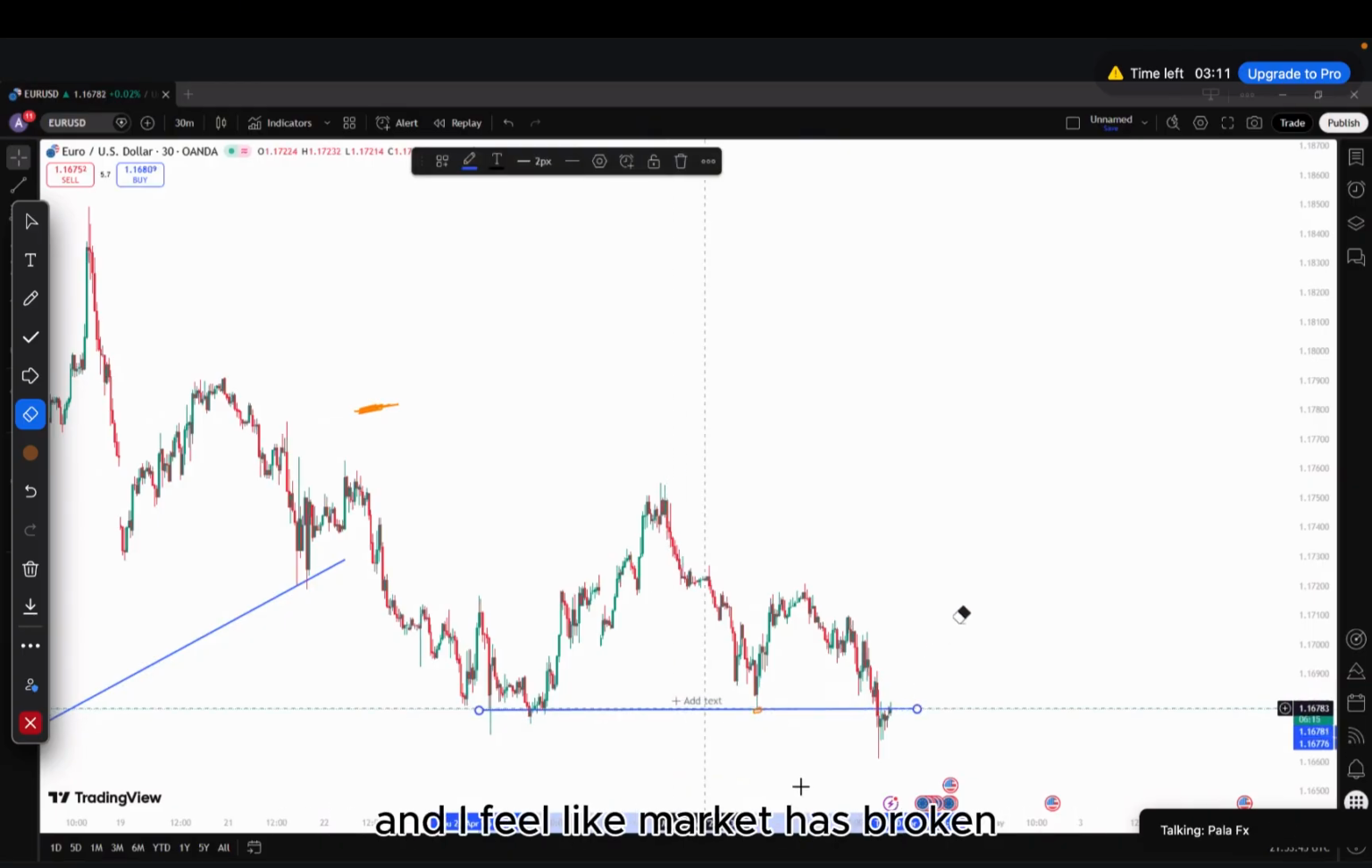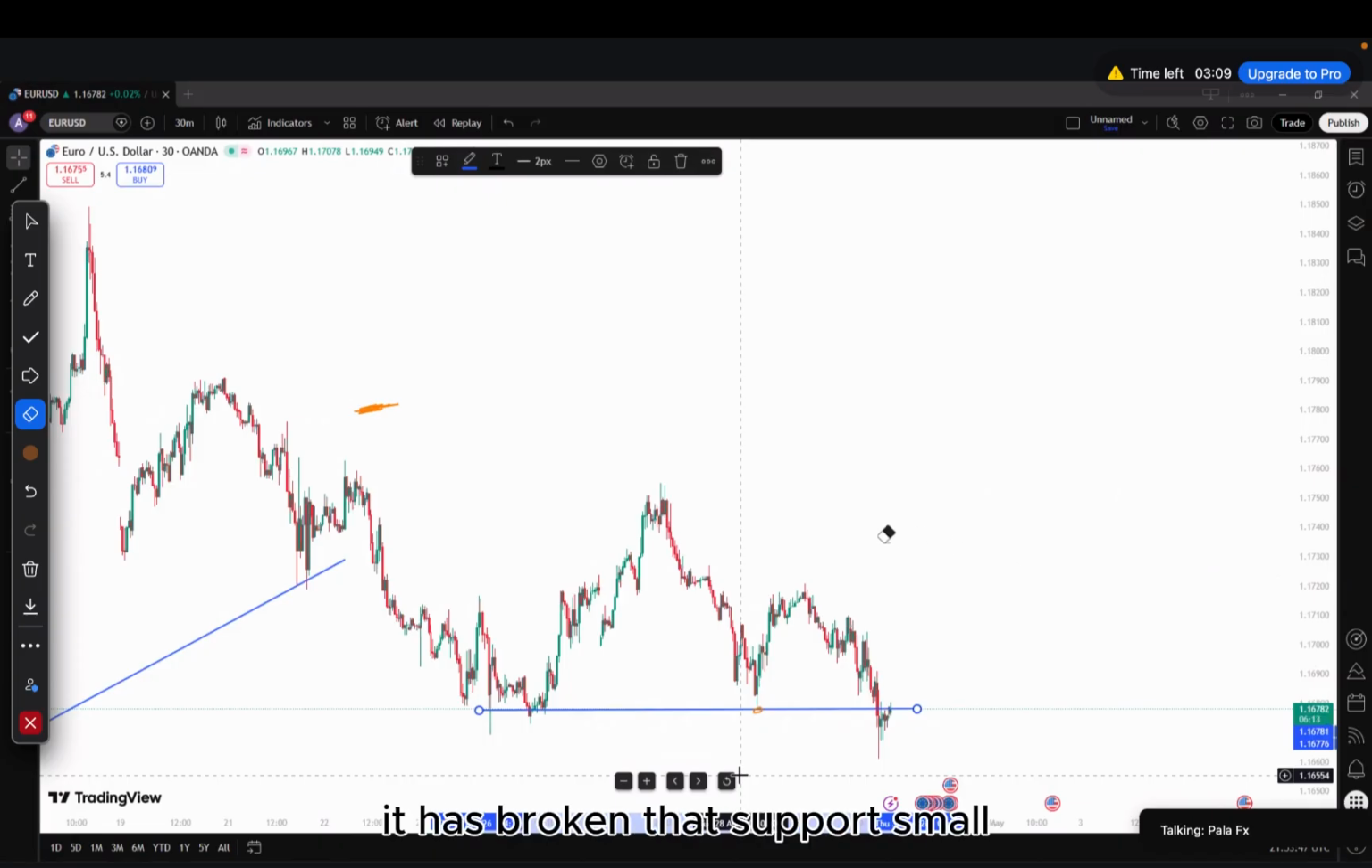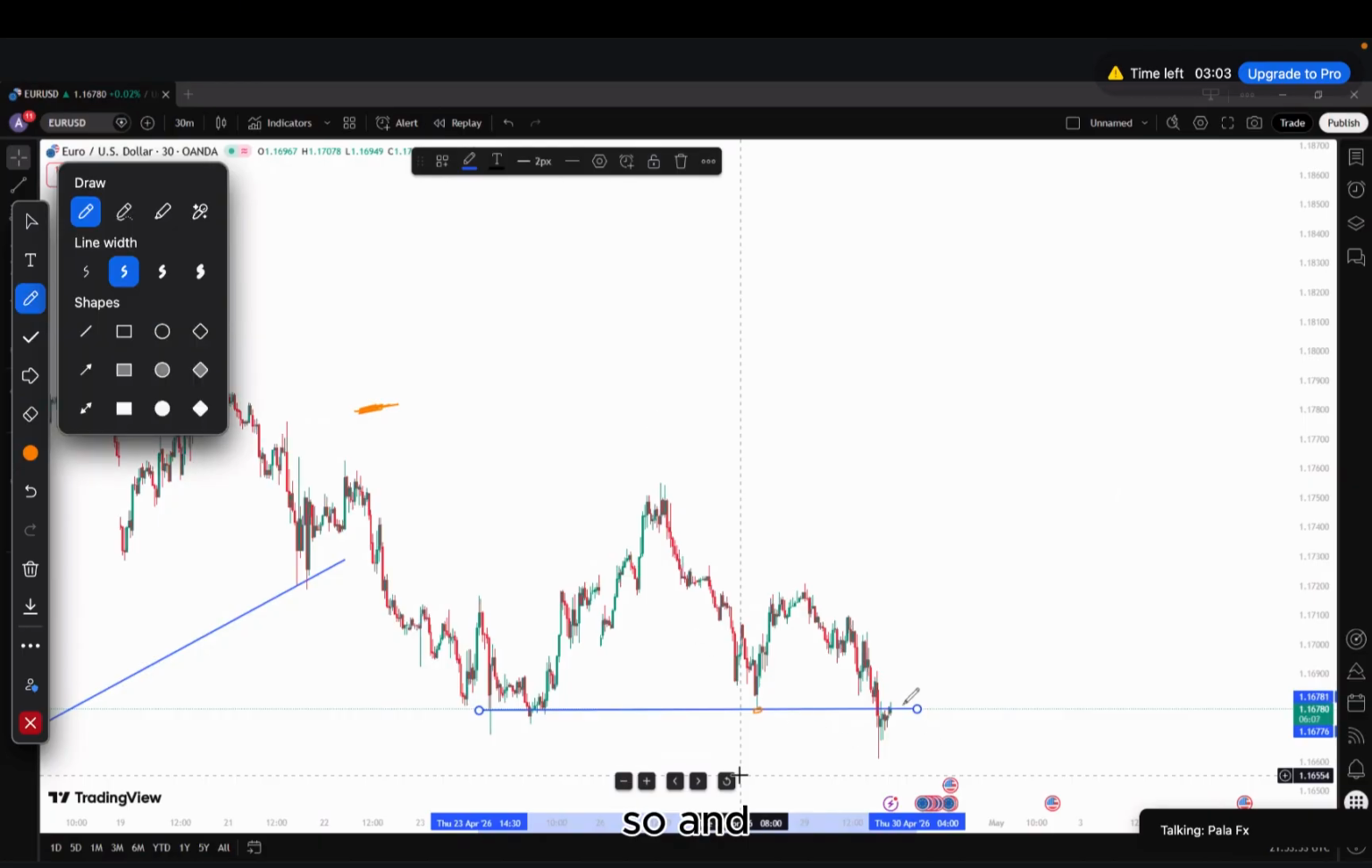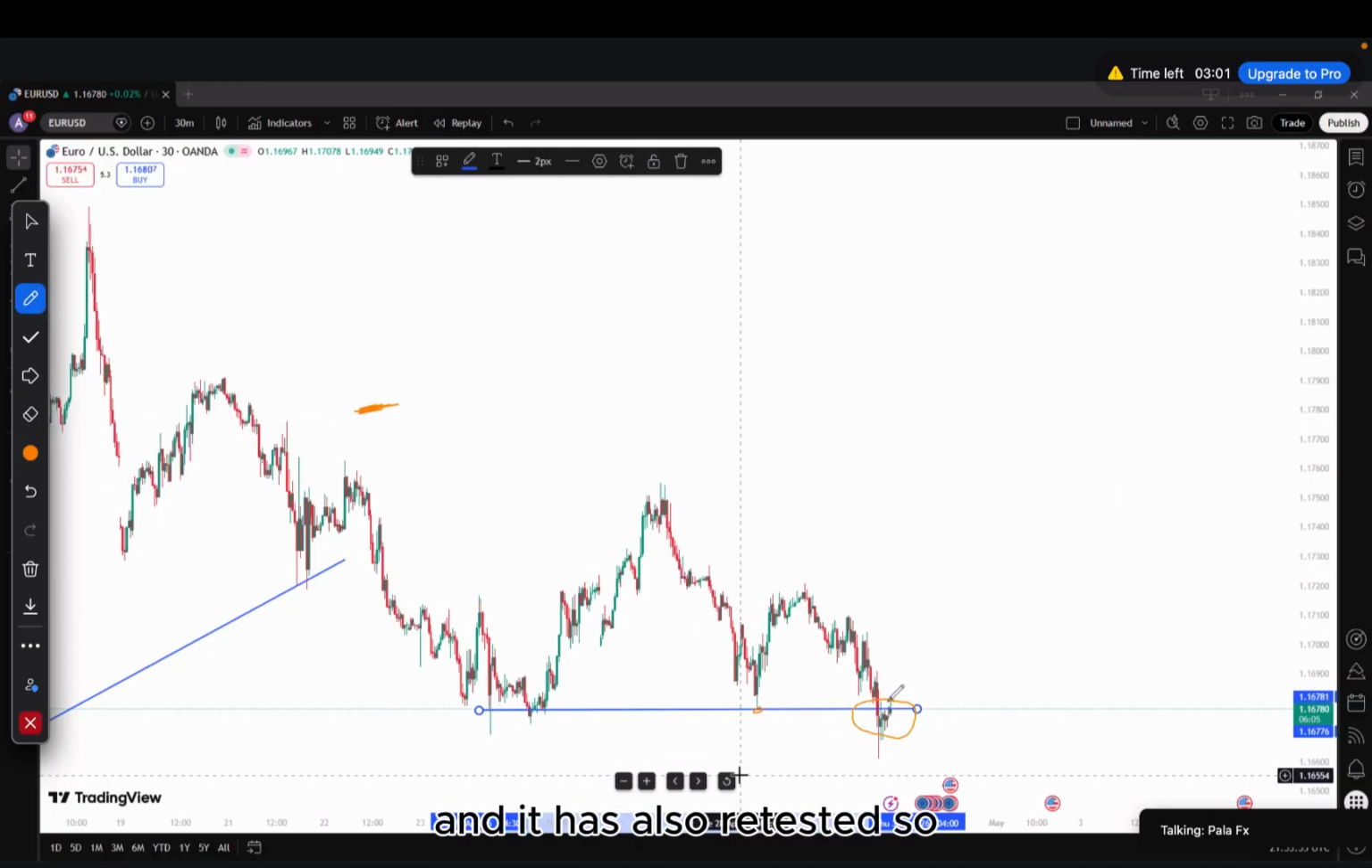I feel like the market has broken that support small. It broke it here, and it has also retested. So since this market has mitigated this zone, there is every possibility it can do something like this and start selling too. So in this particular currency pair, if I'm to trade it, I should be looking out for a sell on it.